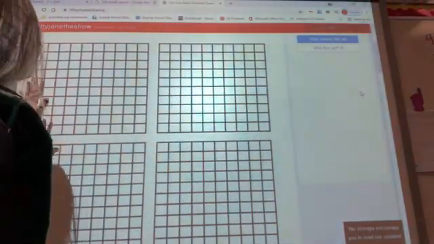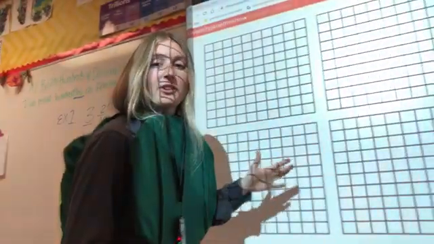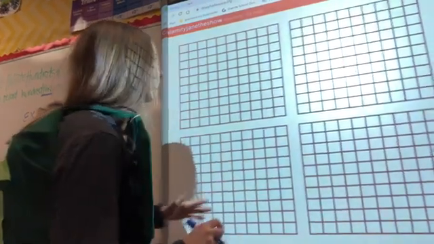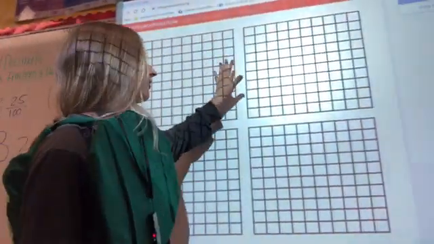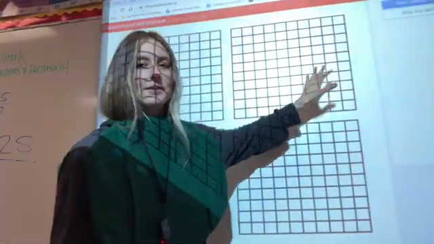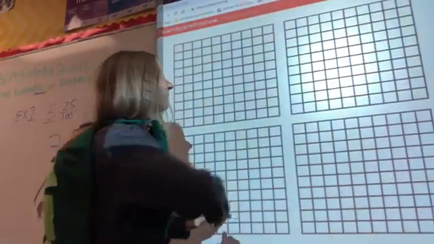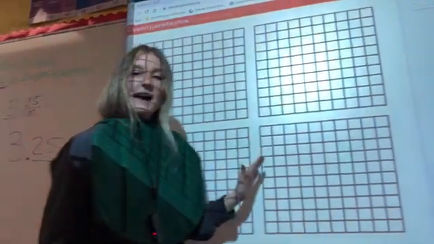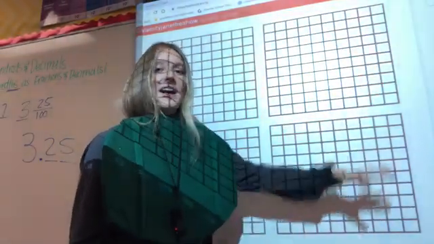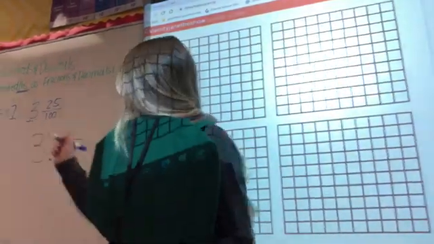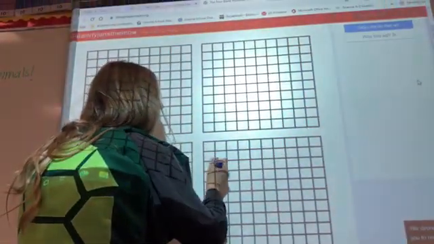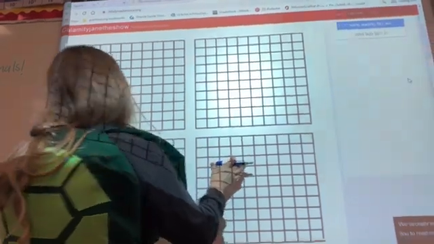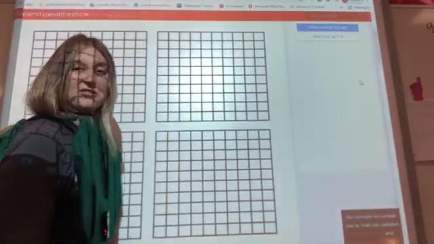But, so if we were to fill this in, we have 3 and 25 hundredths. So what I would do is I'd fill in 3 of these. So I'd completely fill this one in, completely fill this one in, completely fill that one in. So we have 3 holes. And then my last one is out of 100. And so we are going to fill in 25 hundredths. So we would fill in 25 of these. So you'd have 3 complete ones and 25 of those.